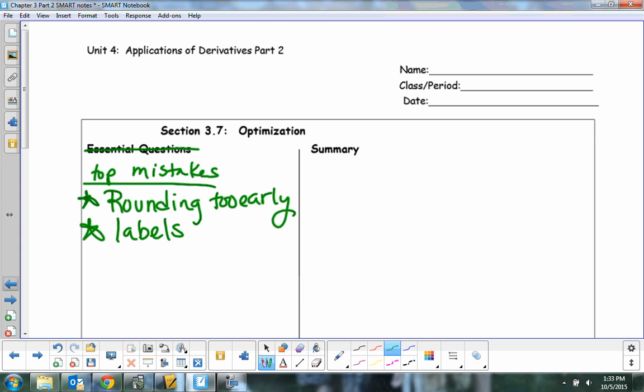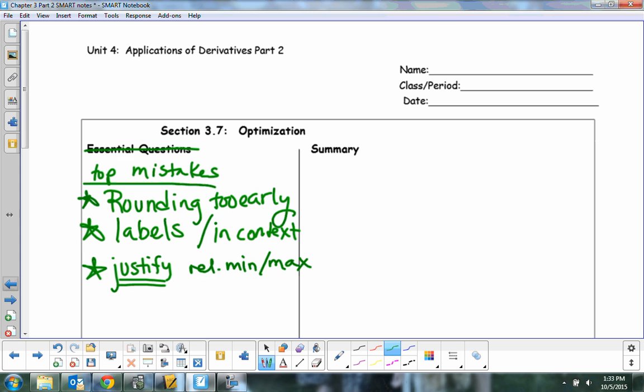Okay, so in context with the labels. Good. Yes. Perfect. So justify the relative min or max. Very good. Probably the biggest one.